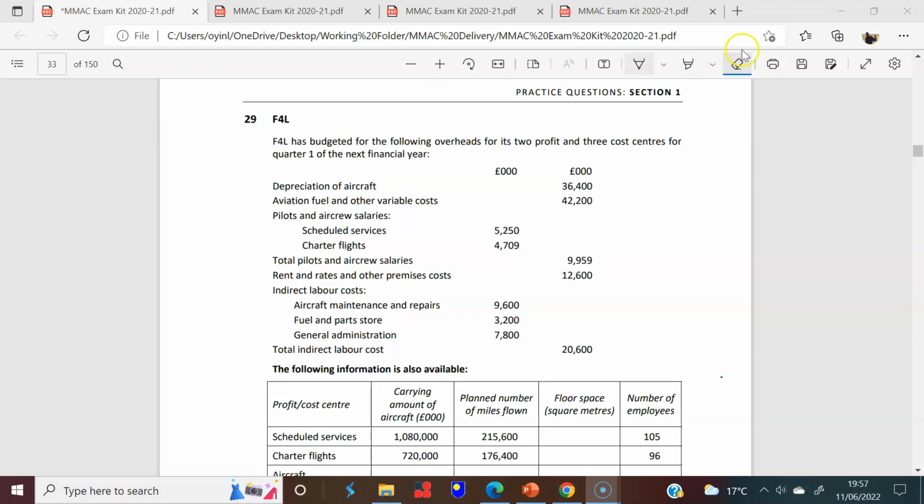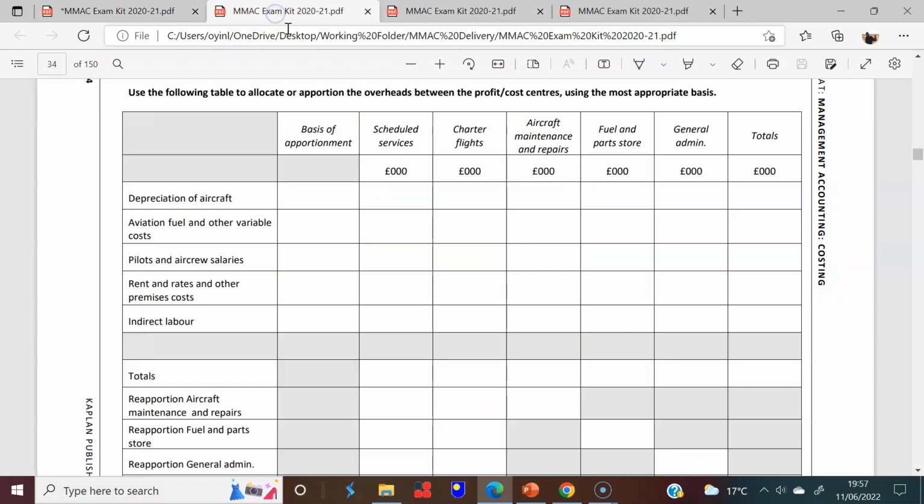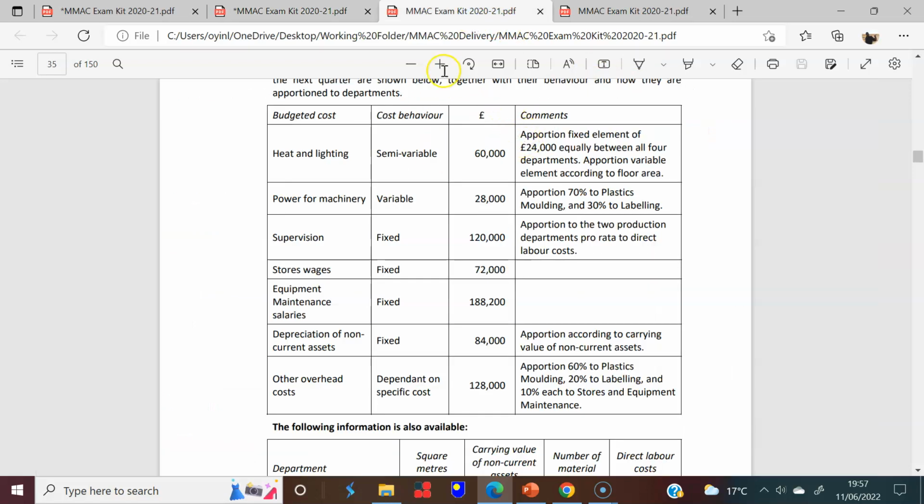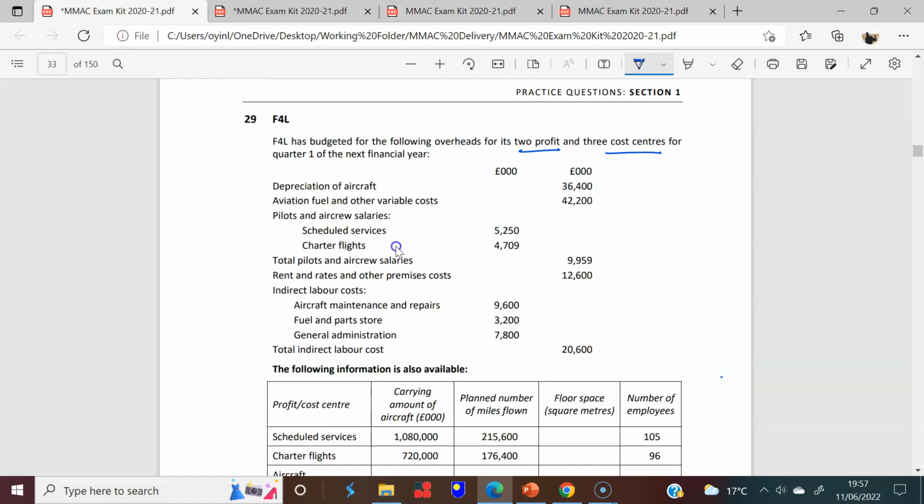Okay, F4L, F4L. So what we have here is not a bad question actually. We just have to be very careful. These are all overheads. The question tells us that we have 2 profit centers and 3 cost centers, and what you can see over here are these centers. Here they are, the 2 profit centers and the 3 cost centers. So let's come back here and carefully walk through this.